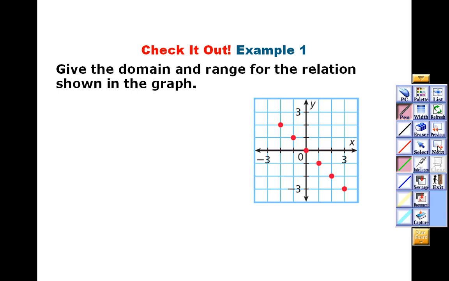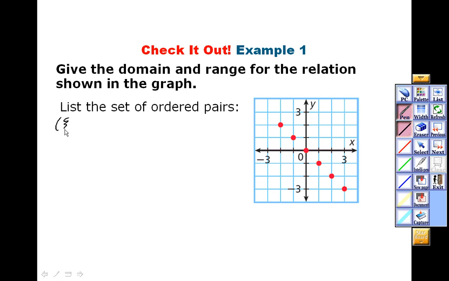So let's look at the domain and range for the relation shown in this graph. So let's start out the same way. Let's list the set of ordered pairs. Okay, so we've got (-2, 2). Well, whoops, let me fix this. There we go.